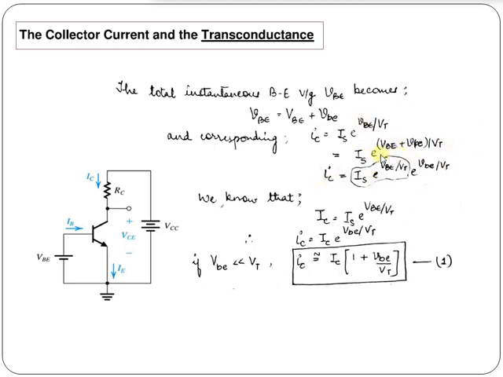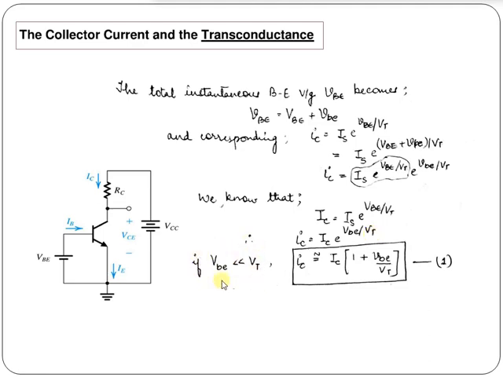Now this exponential term addition can be replaced with multiplication. So we have iC equal to IS e to the power VBE by VT, multiplied with e to the power vbe by VT. And we know that the DC current IC is equal to IS e to the power VBE by VT. Substituting that, the instantaneous value of collector current is equal to the DC collector current multiplied by the term e to the power vbe by VT.